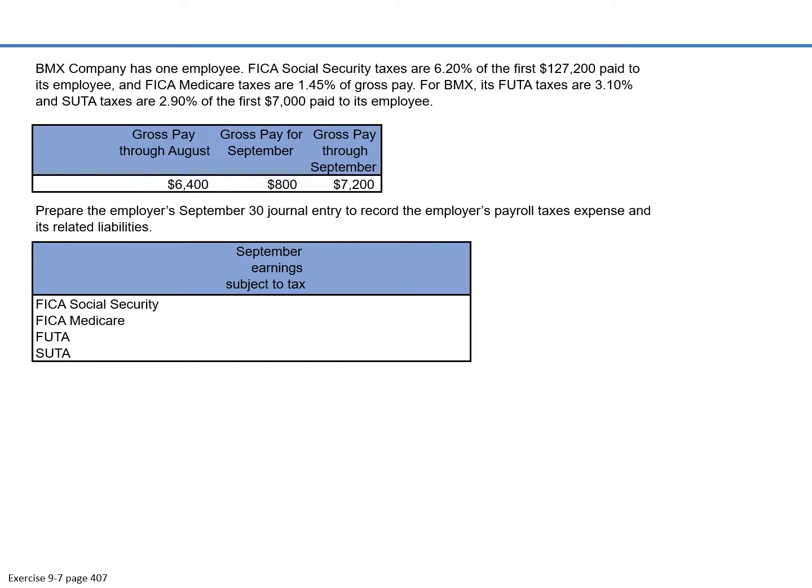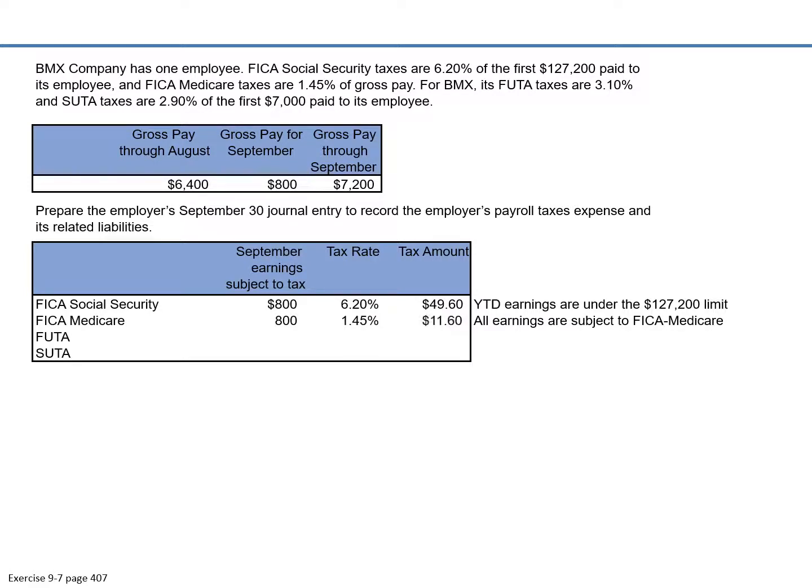So the employer side, you have your September 30th journal entry. So let's compute the employer side of the taxes. So Social Security and Medicare, the employer is going to recognize the same amount as the employee side. So the Social Security, the entire earnings, both the gross pay through August and the pay through September, is less than $127,200. So the whole $800 for September is subject to Social Security. So you have $800 times 6.2%. Medicare, all earnings are subject, so you've got your $800 times 1.45%.